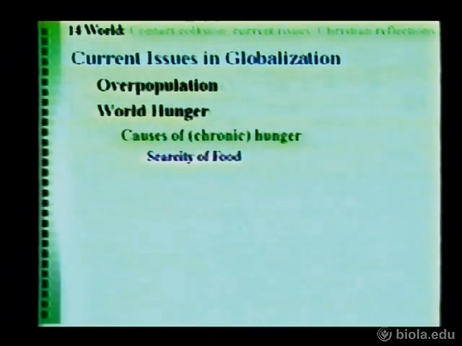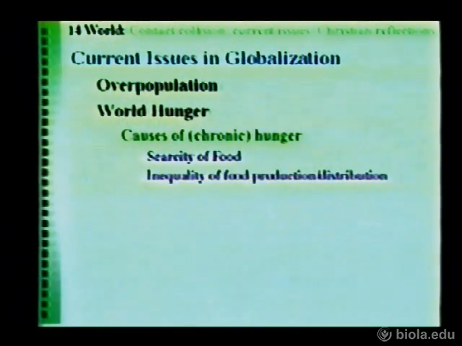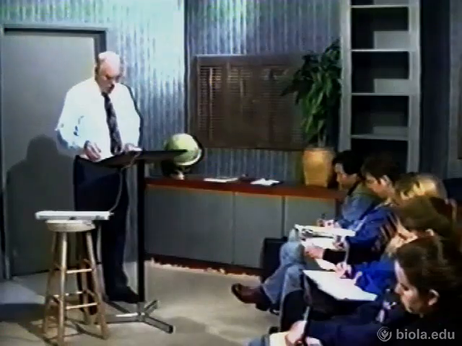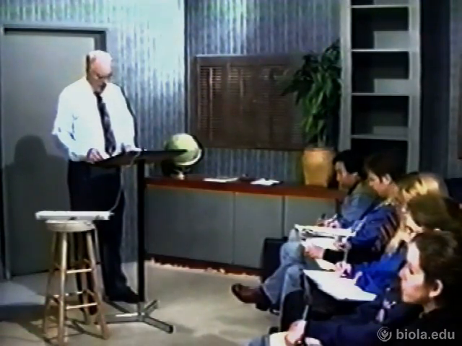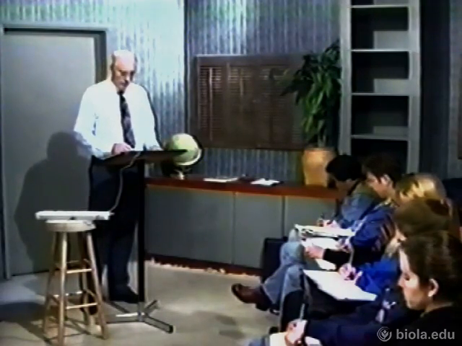But let's not call it world hunger. Let's talk about chronic hunger. Because chronic hunger is different than the sporadic kinds of hunger that can happen as a result of war or of crises, and we've heard enough of these. But we're talking here about chronic hunger. If we talk about causes of chronic hunger, there are at least two solutions that we can give. Namely, we can talk about it as a problem brought on by a scarcity of food, or we can talk about it as inequality of food production or distribution.